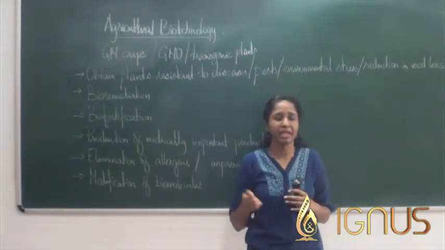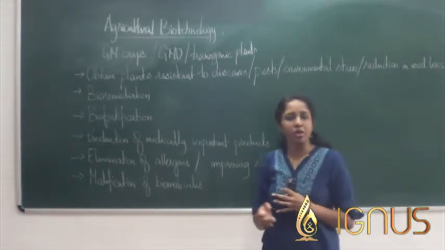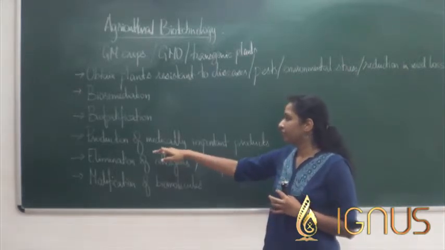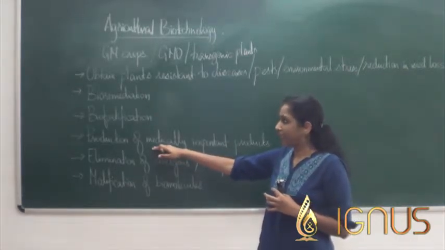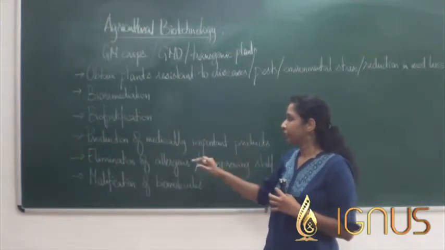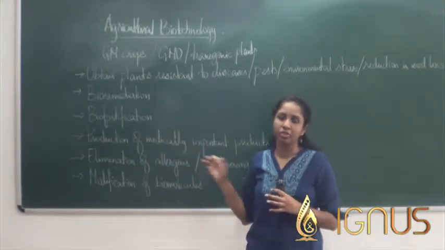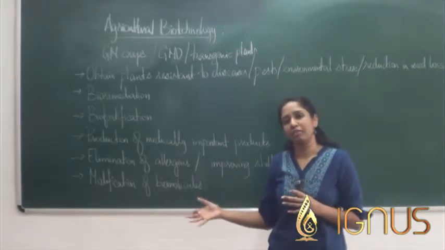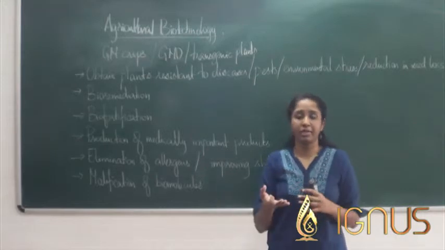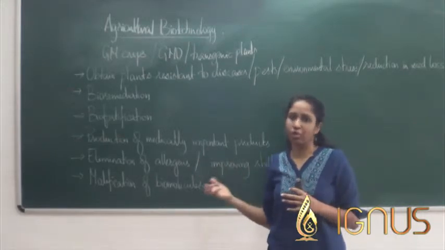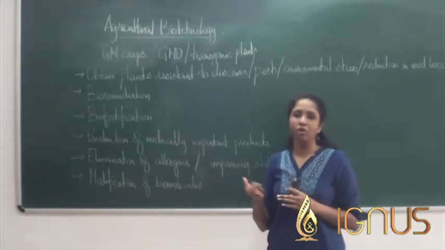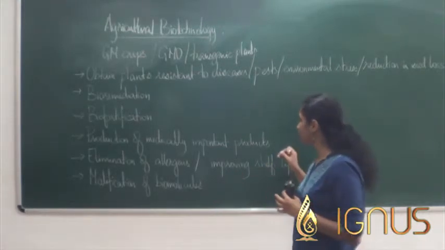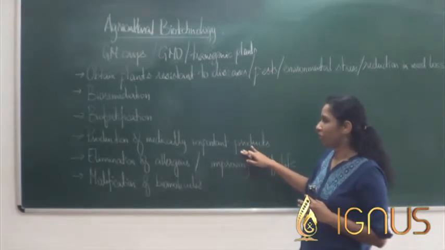You can also create GM crops to produce medically important products. Medically important products can be anything from hormones, oral vaccines, or anticoagulants. So you can design a specific crop to produce a medically important product, so that whenever the plant is harvested, you can also harvest or isolate the medically important product you wanted from it, like anticoagulants, oral vaccines or hormones. Some of the hormones can also be produced using GM crops.